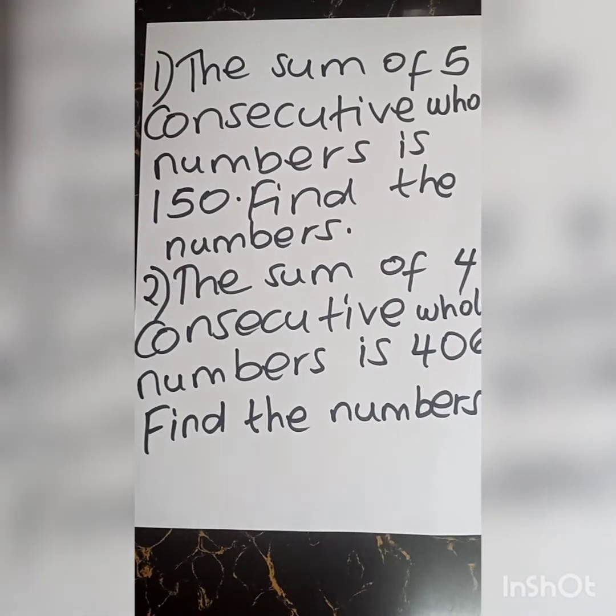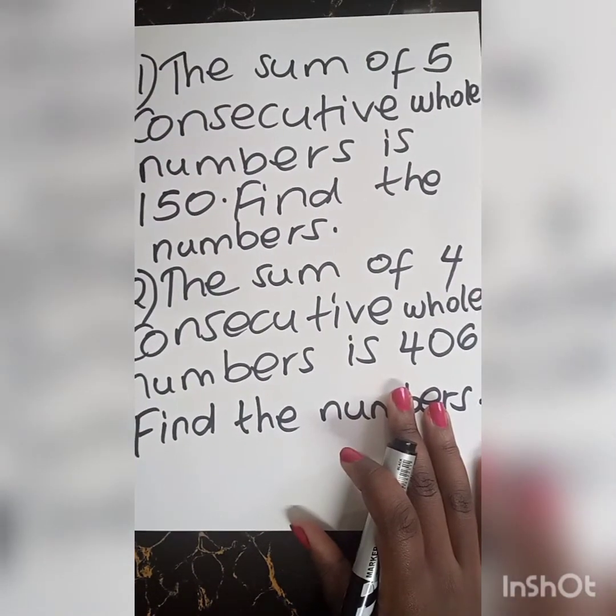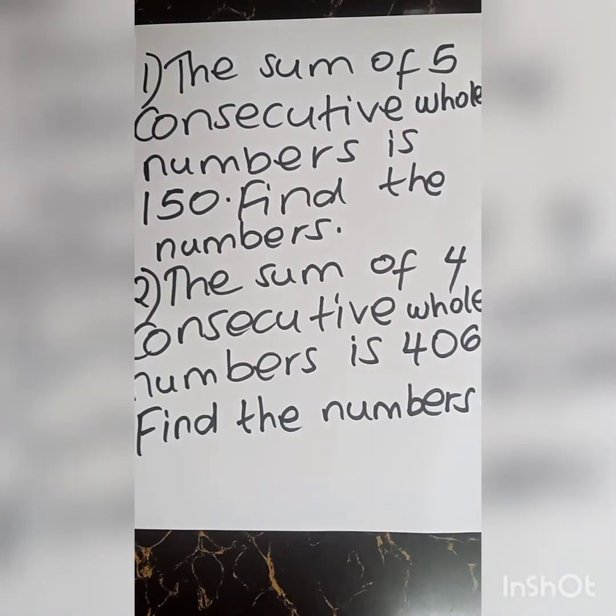The first question was, side note, I've just added the word whole just to remind you that we're talking about natural and whole numbers, okay? But don't worry about it. It won't make any big difference. Okay, what was the first question? The sum of 5 consecutive whole numbers is 150. Find the numbers, okay?